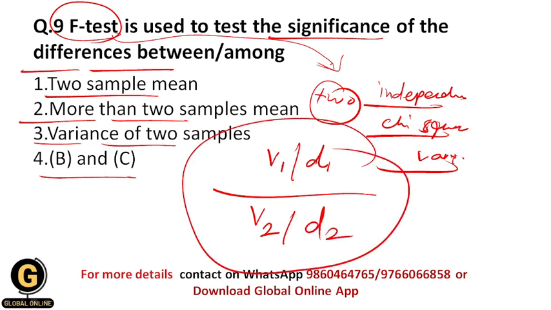divided by its degree of freedom upon the second variate divided by its degree of freedom. So this whole ratio is nothing but the F statistic, and that's why the F statistic or F test is used to test the significance of the differences between or among variances of two samples.